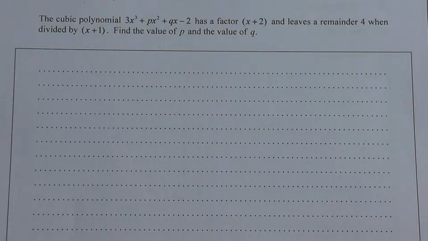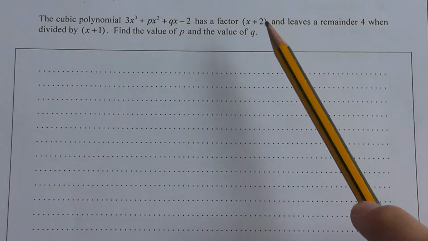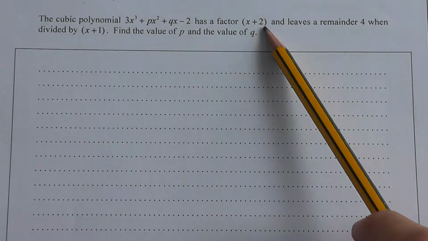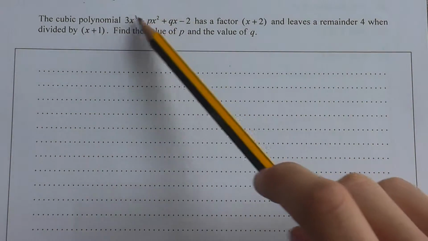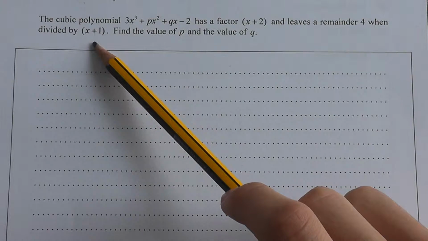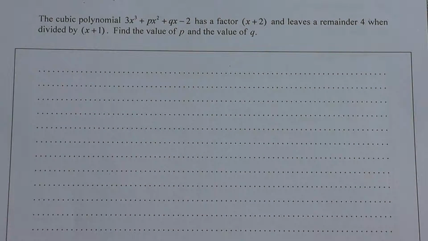In this problem, we're given a cubic polynomial with two unknowns, which we have to find. And we're going to find them using the remainder theorem, because we're given that this is a factor, and that when we divide this polynomial by this, we get 4 as the remainder.